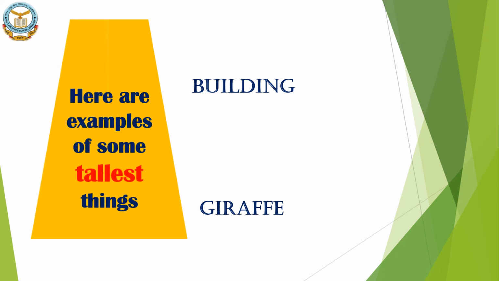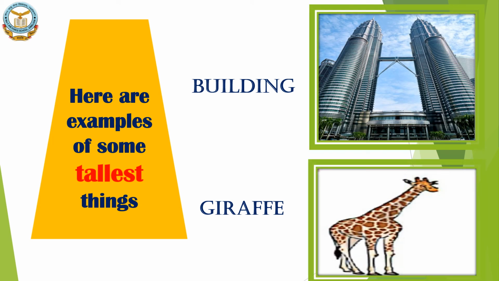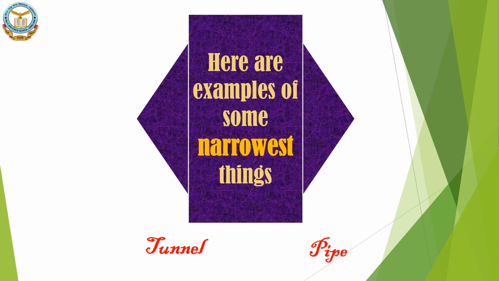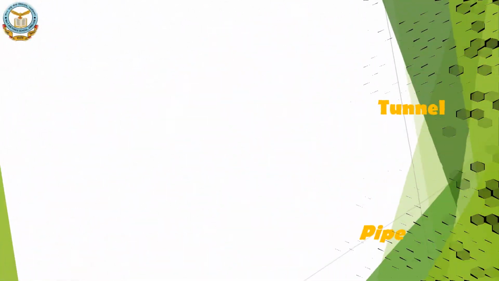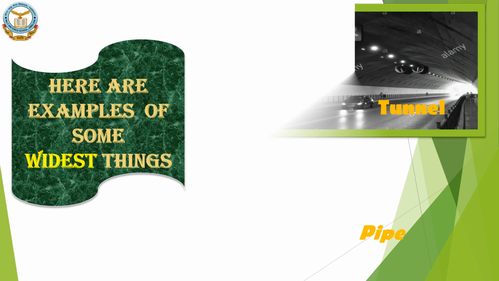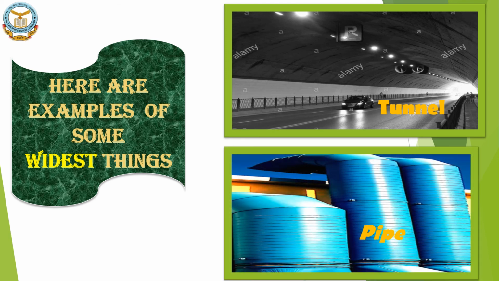Here are examples of some tallest things that we know. Building and giraffe. Here are examples of some narrowest things that we know. Tunnel and pipe. Here are examples of some widest things that we generally observe. Tunnel and pipe.